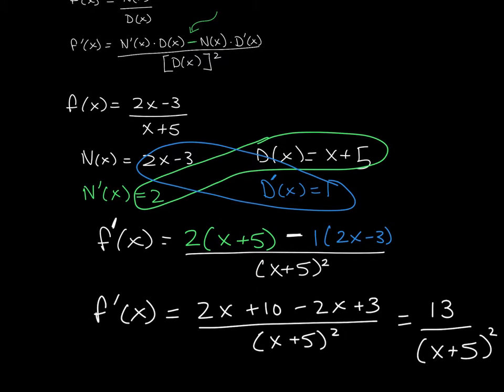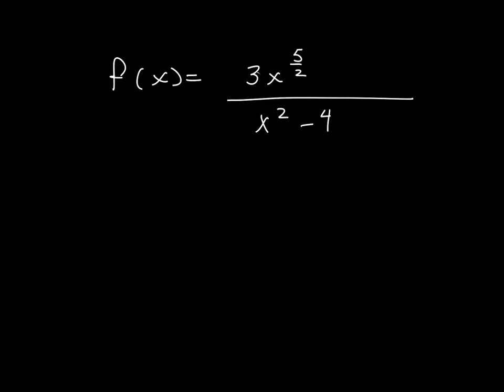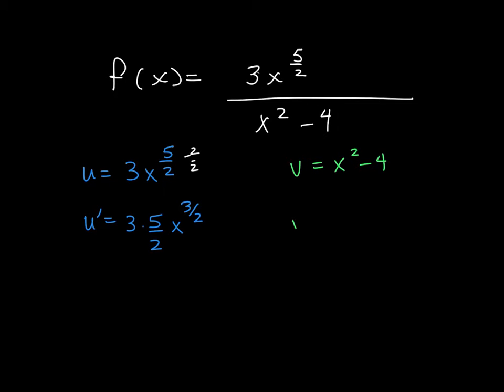All right, for this one I'm going to use a little bit of different notation, but it's the same idea. This time I'm going to let the numerator equal u, and the numerator is 3x to the 5 over 2. And then the derivative of u is just 3 times 5 halves times x, and that 5 halves minus 1 in the form of 2 over 2, so that's going to be to the 3 halves. And v is going to be x squared minus 4. The derivative of v is just 2x.